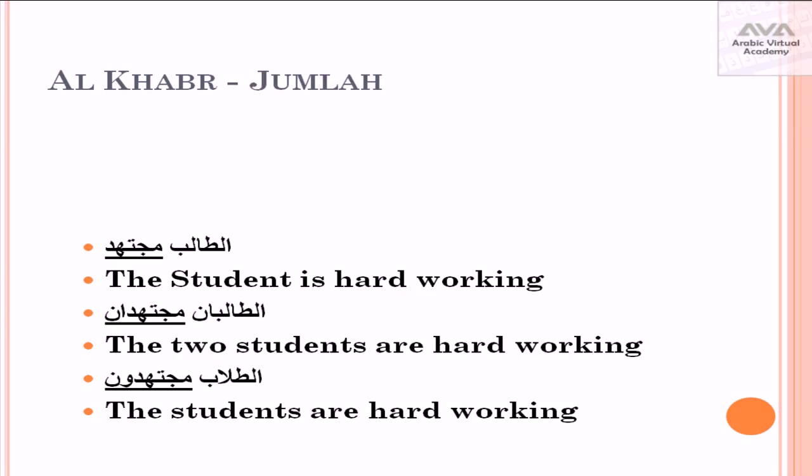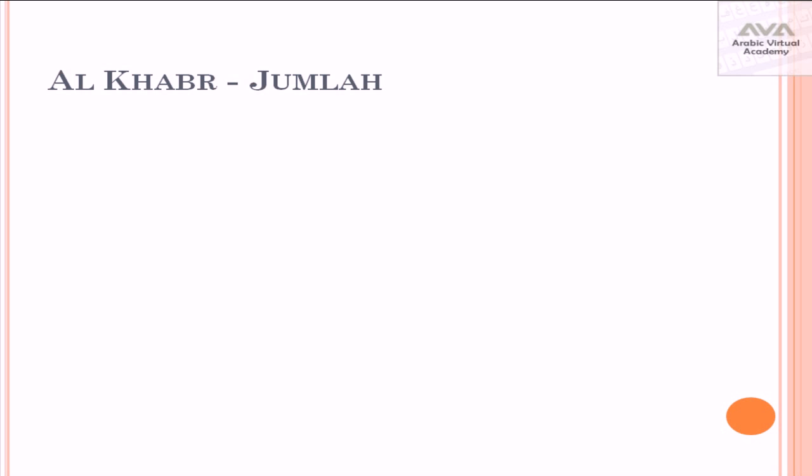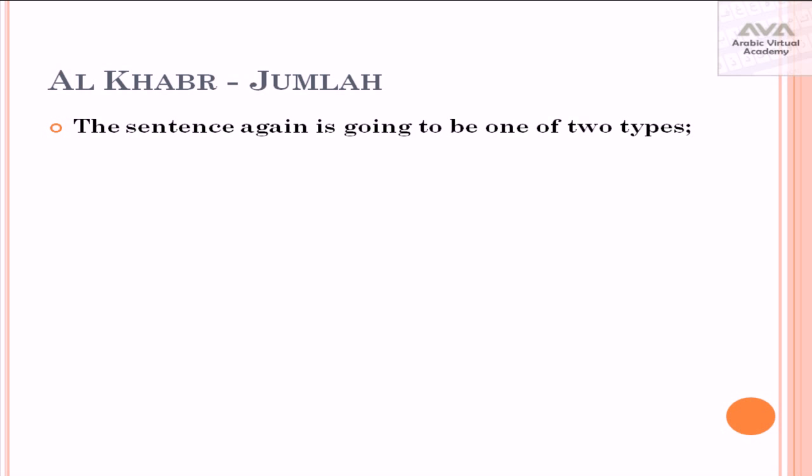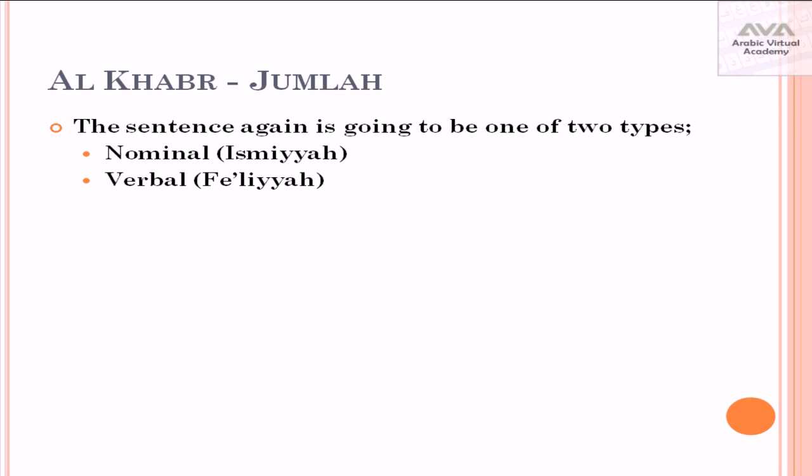Now, when we talk about the fact that a khabr can be a jumla, we already discussed that a jumla is only going to be one of two types. It's either going to be a jumla al-ismiyya or a jumla al-fi'liyyah. And an example of the khabr being a jumla al-ismiyya is the sentence here on the screen, Mahmud ibnuhu najihun.